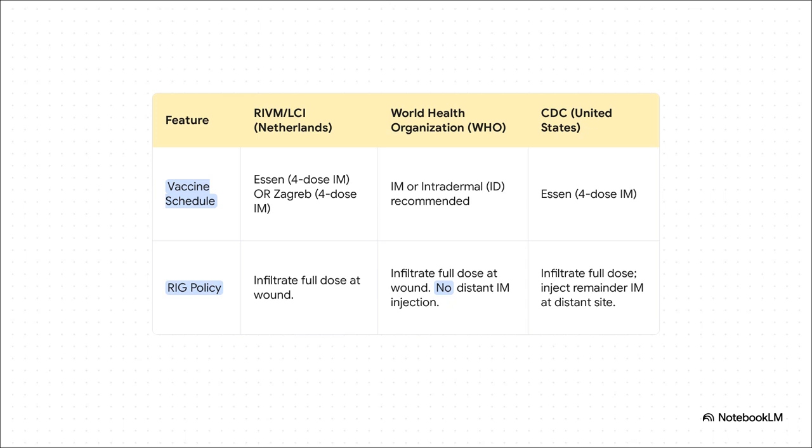In the Netherlands, the RIVM gives clinicians a choice. You can use the standard 4-dose Essen schedule or the 3-visit Zagreb schedule, which can be a whole lot easier for patients to actually stick with. The WHO, thinking globally about vaccine supply, is a big fan of intradermal regimen because they use less vaccine per person. Now, what about kids?